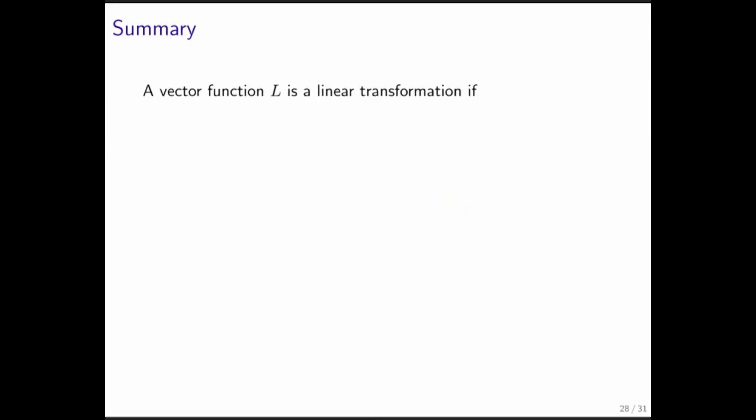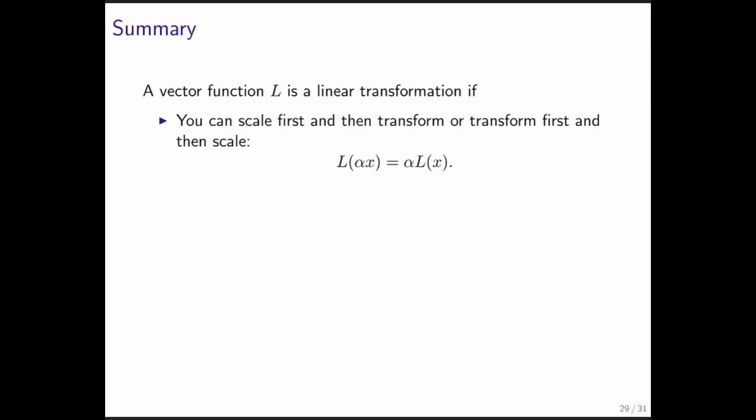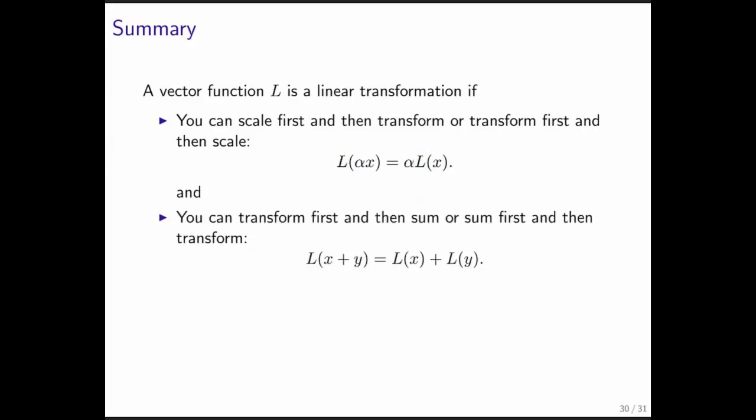A vector function L is a linear transformation if you can scale first and then transform, or transform first and then scale. Okay, so here we have vector function L, and if we first scale x, we get exactly the same result as if we first transform x and then scale. Also, you can transform first and then sum, or sum first and then transform. Mathematically, we can say add the vectors first, then transform, or transform first and then add.